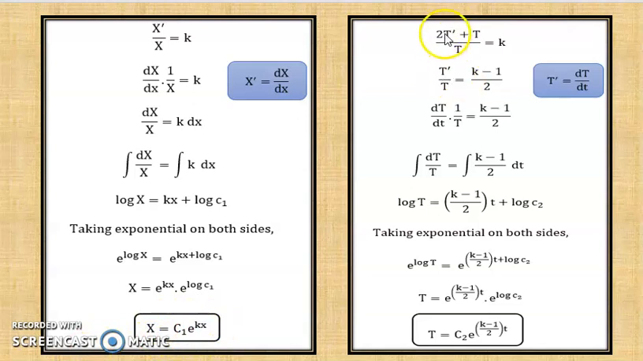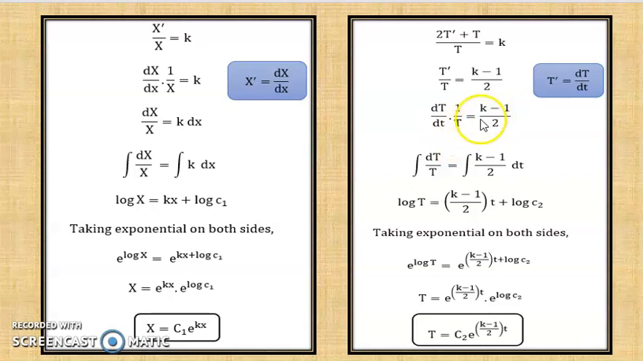Now we consider 2T dash plus T by T equal to k. That is 2T dash by T plus 1 equal to k. That is same as T dash by T equal to k minus 1 by 2. Then we have T dash equal to derivative of capital T with respect to small t. Then substituting the value of T dash we get dT by dt into 1 by T equal to k minus 1 by 2.